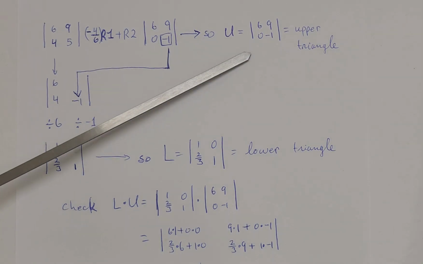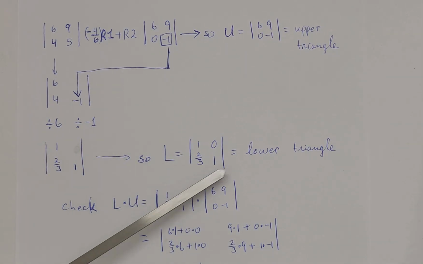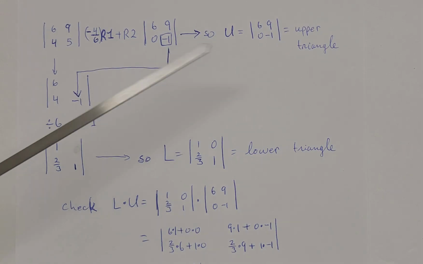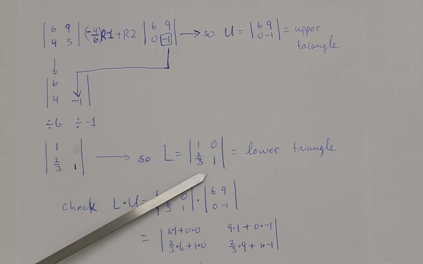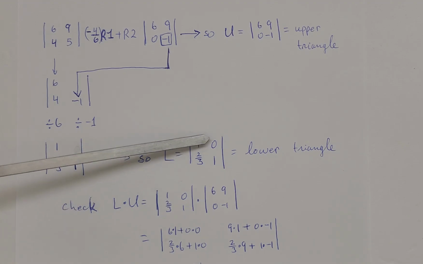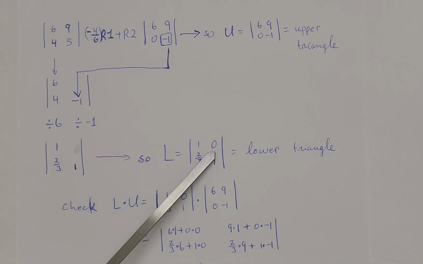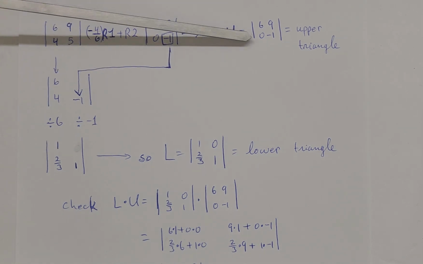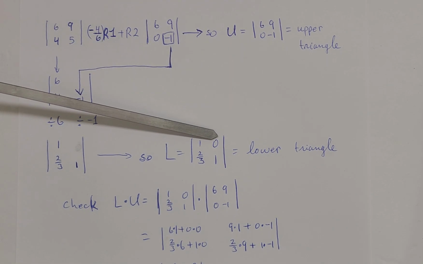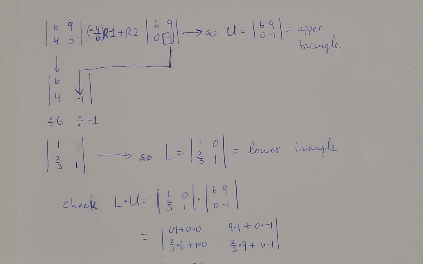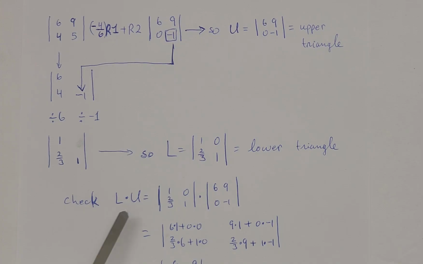So this is our upper triangle. This is our lower triangle. And if you look carefully, in the upper triangle, this spot is a 0. In the lower triangle, this spot is a 0. Okay, now let's check if this is true or not. We will do L times U.